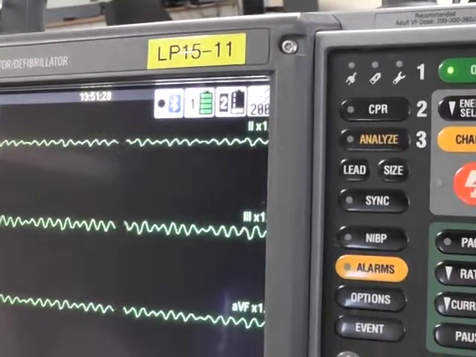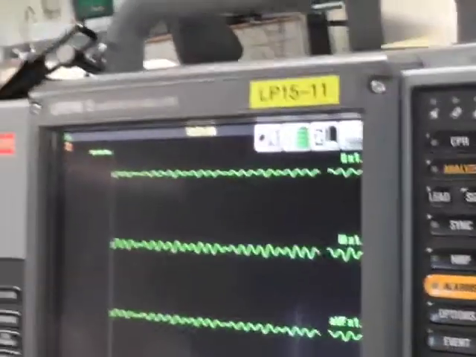So first rhythm is VFib. So I am going to have everybody clear the patient. I'm going to shock at 200 joules. So I'm going to charge the machine. Everybody clear. I'm clear. You're all clear. We're all clear. Shock. Shock delivered. Have them go ahead and resume CPR immediately.